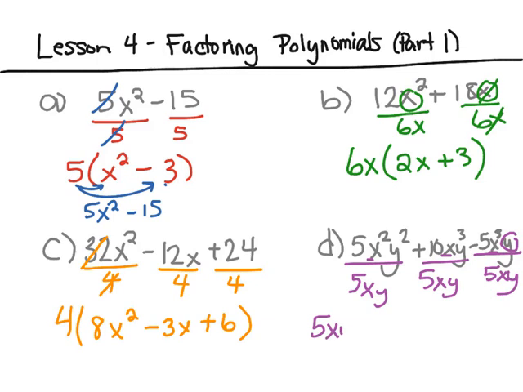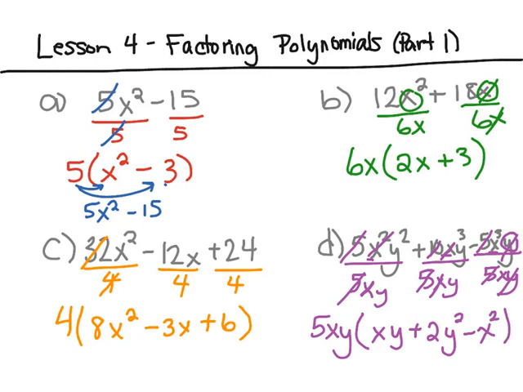So we have 5xy, 5 divided by 5 is 1, x squared divided by x is just an x, and y squared divided by y is y. 10 divided by 5 is 2, x divided by x cancels, and y cubed divided by y is y squared. And our last one, 5 divided by 5 is 1, x cubed divided by x is x squared, with a minus, and the y's will cancel. So here's our simplified polynomial.